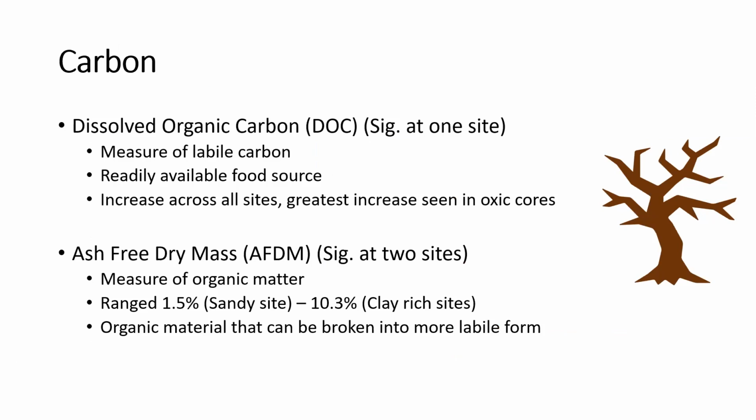Finally, we have ash-free dry mass, which is a measure of sediment organic material and was significant at 2 of our field sites. Ultimately, there was a significant amount of sediment in some of our cores, reaching as high as 10% of the sediment. But within our sandy sites, they were fairly organic lacking, making up only 1.5% of the observed sediment composition. And this is important as this organic material can be readily broken down, again, into more labile forms like DOC, but also release essential trace nutrients.